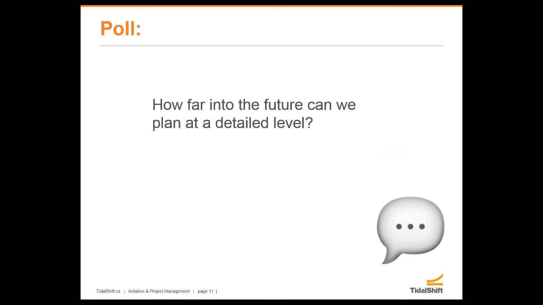So my question for you is, how far into the future can we plan at a detailed level? Now, before you answer this poll, when we say at a detailed level, I'm actually talking about creating a schedule and booking resources for that schedule. So when we're looking at a 5-year project, for example, you do not schedule resources 5 years out. You may identify some of the resources you might need, and you might have an idea when they're going to be there, but I'm talking about actually booking them into their calendars.